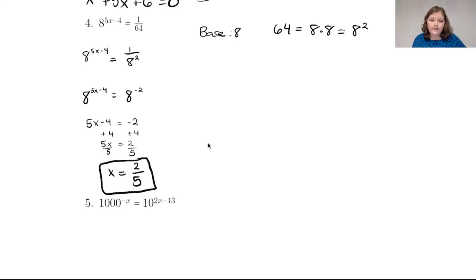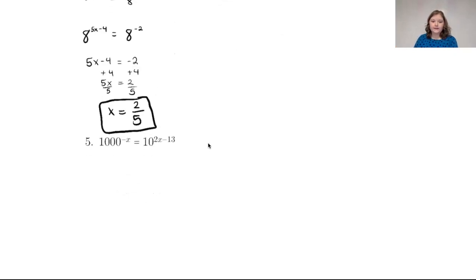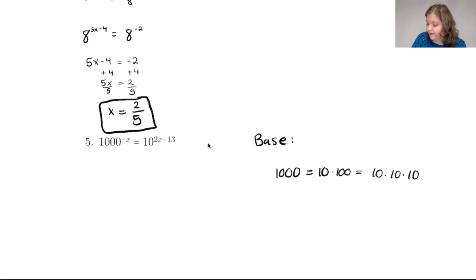So time for example 5. So we have 1,000 to the -x equals 10 to the 2x minus 13. So let's find what base we want. So 1,000 is 10 times 10 times 10, or we can think of it as 1,000 is 10 times 100, which is 10 times 10 times 10, which is equal to 10 to the third power. So this side can be written as 10 to a power, and then this side is already written as 10 to a power, so our base is 10.